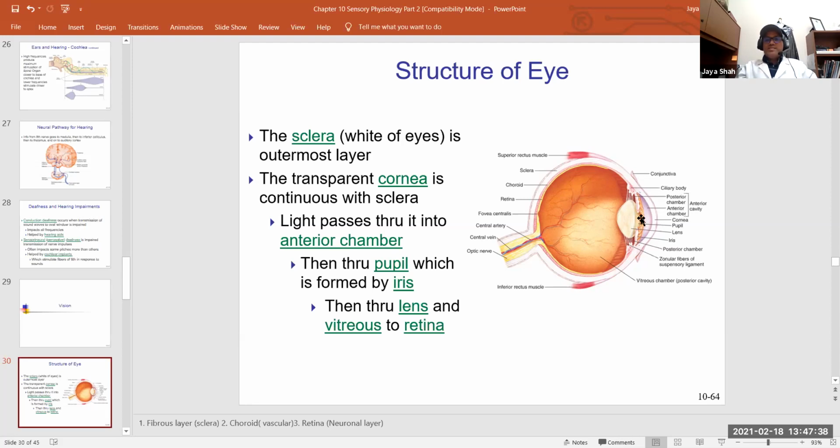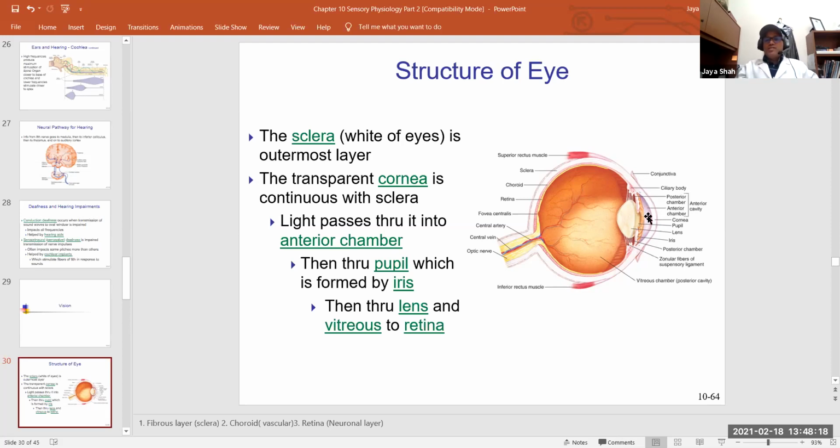Anterior segment contains watery fluid, and that is called aqueous humor. And posterior segment contains very thick jelly-like fluid, and that is called vitreous humor. Vitreous humor holds the retina with the choroid on the wall. If somebody has less jelly here, in that case, retina will be detached from the choroid and there will be permanent blindness. Okay.